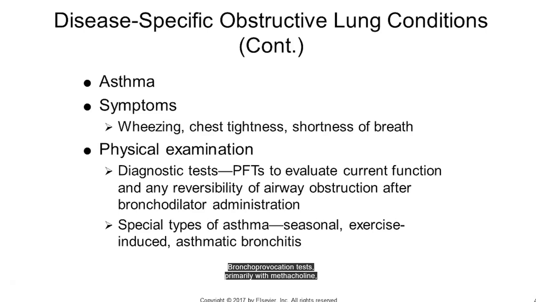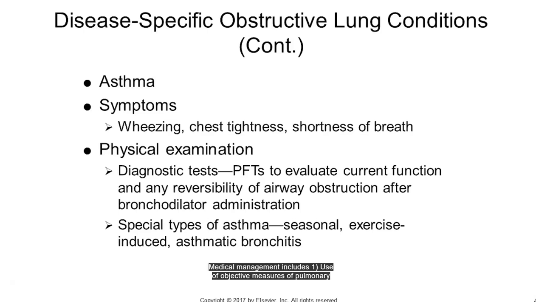Bronchoprovocation tests, primarily with methacholine, often called a methacholine challenge, is a definitive diagnostic test. It requires that methacholine be delivered in increasing dosages over 10-minute intervals until the FEV1 falls by more than 20%. The degree of hyperresponsiveness correlates roughly with the severity of disease.